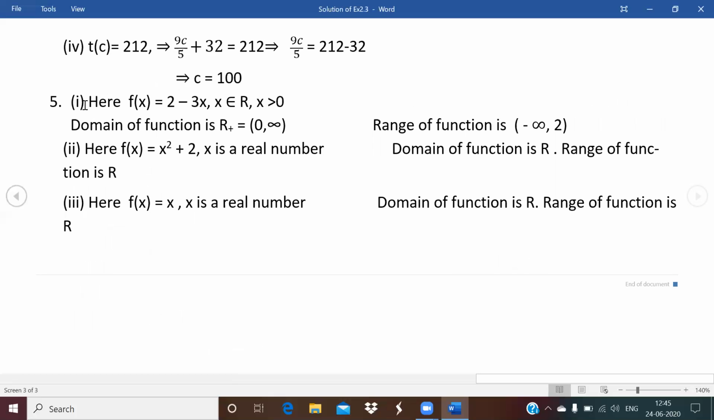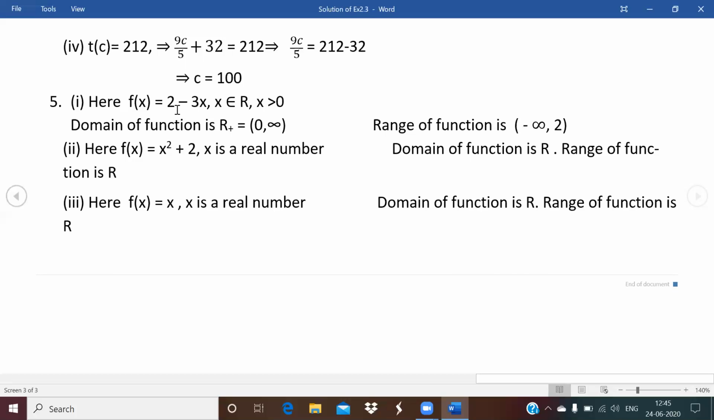In question number 5, we have to find again the domain of the function. And what is the domain of the function? You can see here, the function is 2 minus 3x, and x belongs to R is already given to us, and x is greater than 0. X is already positive, but more than 0 means 0 is not included. That's why what is the domain of this function? All positive real numbers, but 0 is not included. That's why we took the open interval.